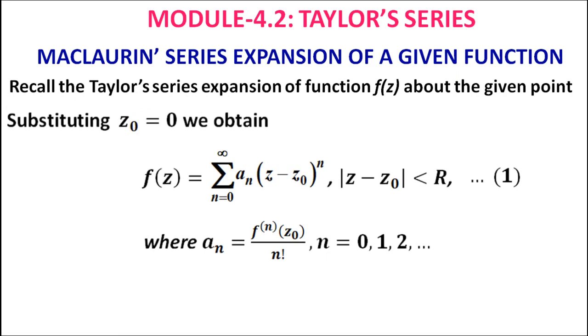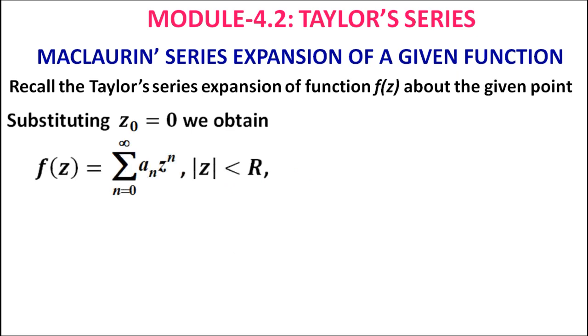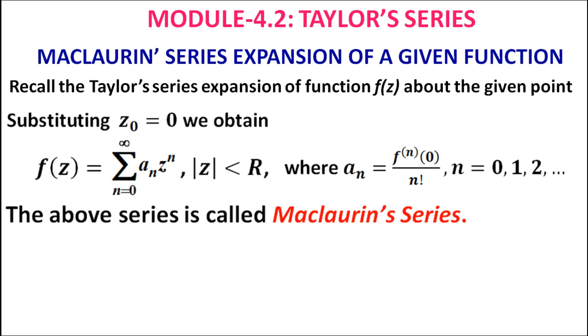Substituting z naught is equal to 0 in this Taylor's expansion, what do we get? Let us substitute, my dear students. So z minus z naught is z. That means an times z power n, and you will get mod z is less than R. And an is the nth derivative of f at 0 by n factorial, where n runs from 0, 1, 2 and so on. That is, f of z is equal to summation of an times z power n, mod z is less than R, where an is the nth derivative of f at 0 by n factorial, where n is equal to 0, 1, 2 and so on. Notice that this is called Maclaurin series expansion. The above series is called Maclaurin series expansion.